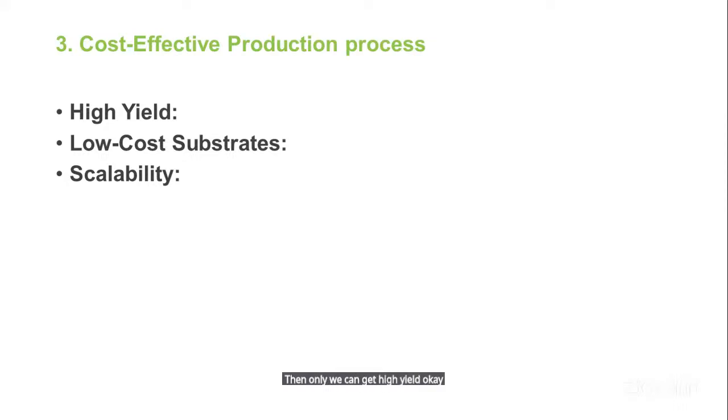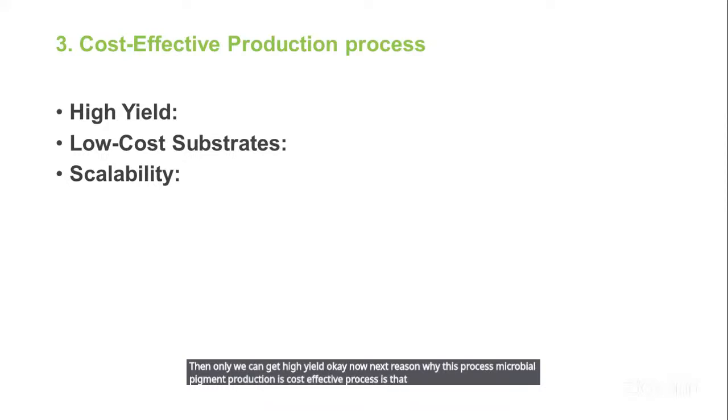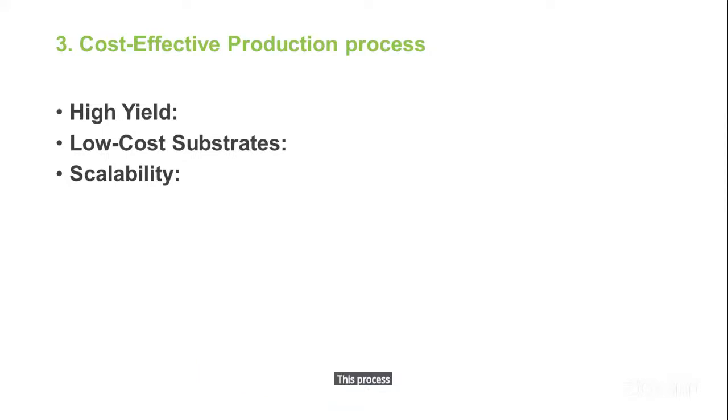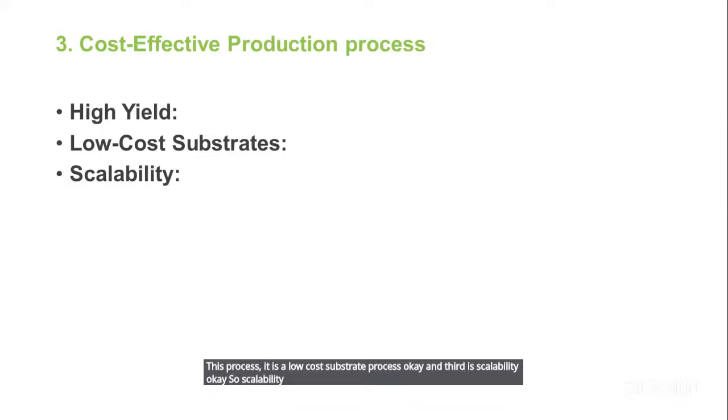Okay, now next reason why microbial pigment production is a cost effective process is low cost substrate. We can use low cost substrate, as I have told you that we can use many waste materials, like agricultural waste, for the production of microbial pigment. So this is a low cost substrate process. Okay, and third is scalability. We know that fermentation processes, specifically microbial fermentation processes, are easily scalable for industrial production. Okay, so these are the reasons why we are calling microbial pigment production a cost-effective process.